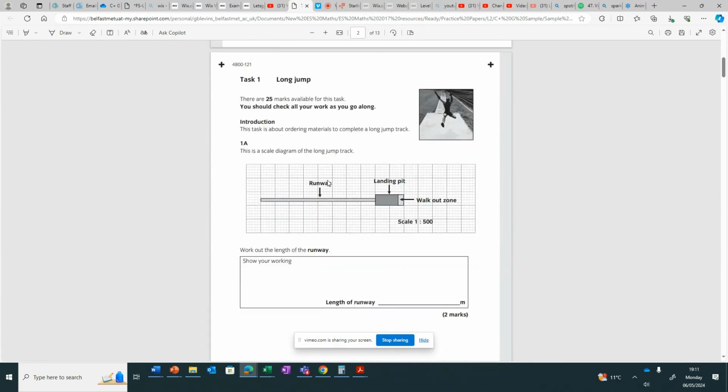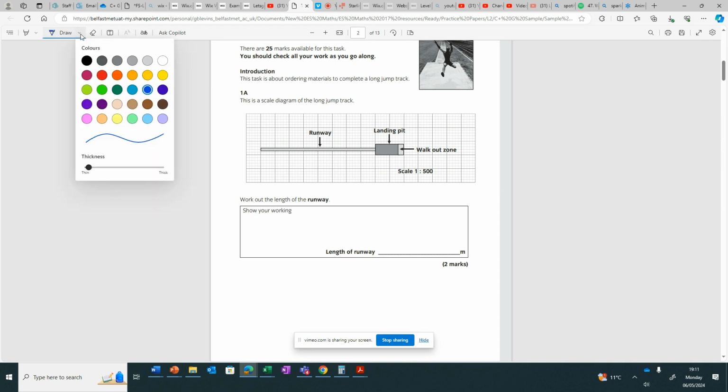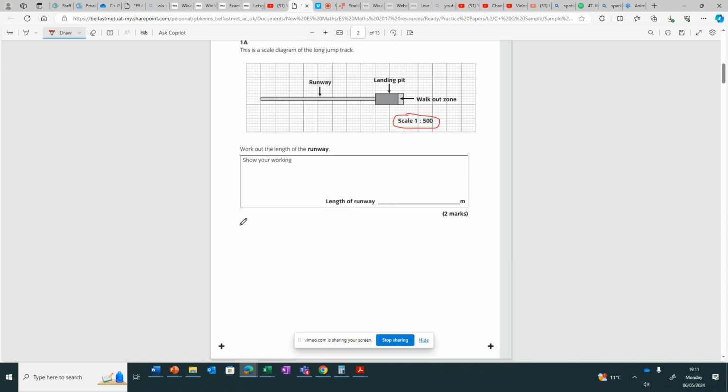So let's have a look. First question is a scale drawing question. The most important thing with scale drawing questions, in particular this one, is this here. This scale says 1 to 500. That means every centimeter on paper equals 500 centimeters in the real world.